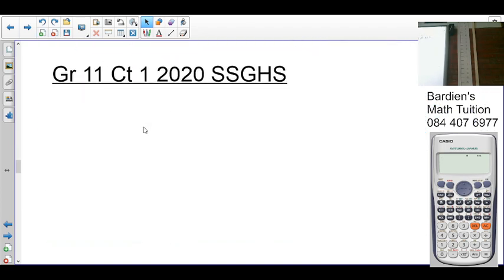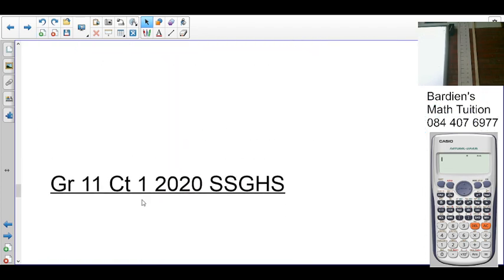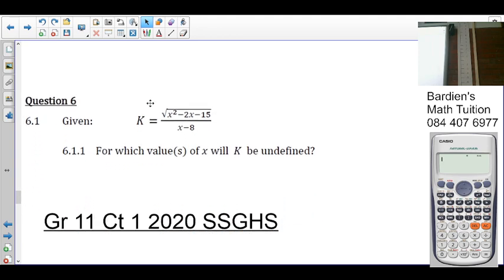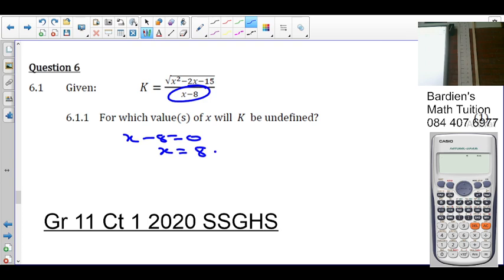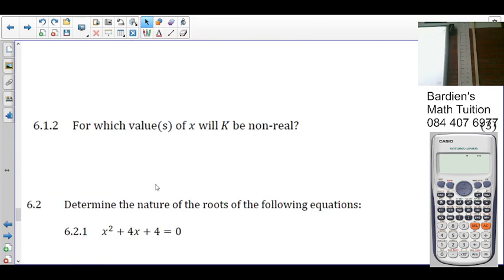Let's go to the next question, question 6. Here we are given K is equal to the square root of x squared minus 2x minus 15 over x minus 8. The question says, for which values of x will K be undefined? When will something be undefined? It's when the denominator is equal to 0. So it's x minus 8 is equal to 0, so x is equal to 8. If I've just written x is equal to 8, that would have given you the full mark.